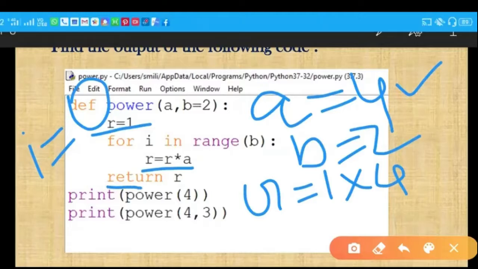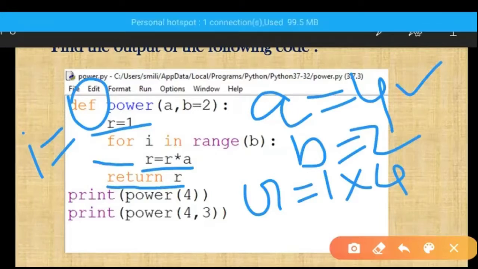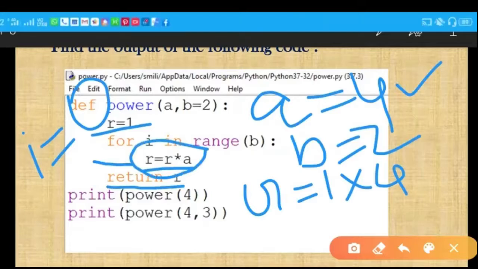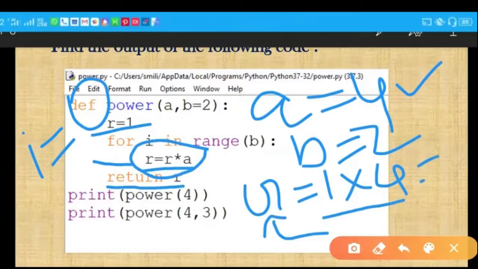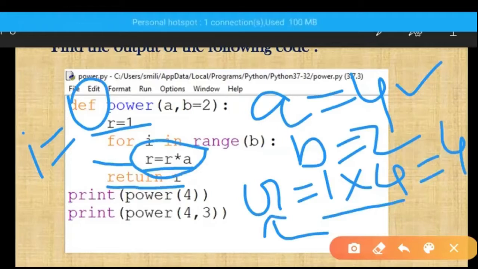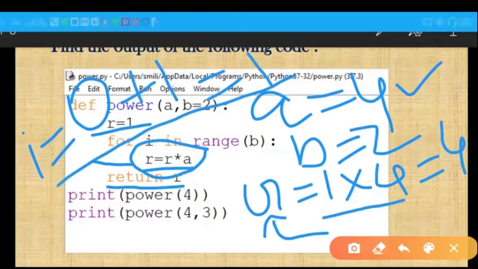The return keyword is outside the for loop. You can see the indentation. The for loop has only one body part, that is r equals to r into a. So when i was 0, 1 into 4 was calculated and given to r. So r now has the value 4. Okay. Next time i will be incremented. So i became 1. For this value of i, again r will be calculated.